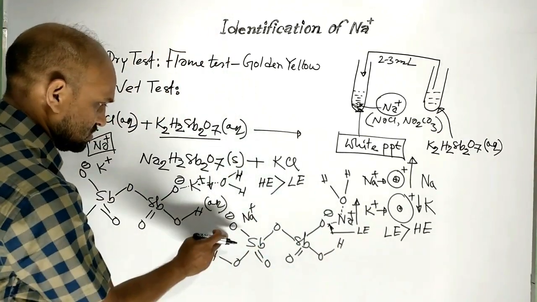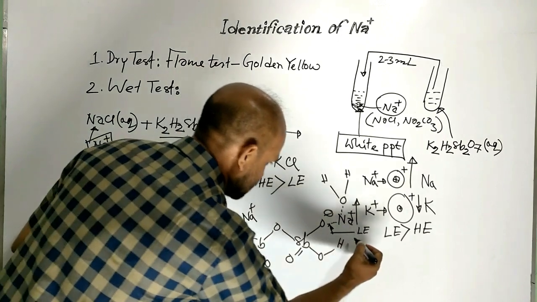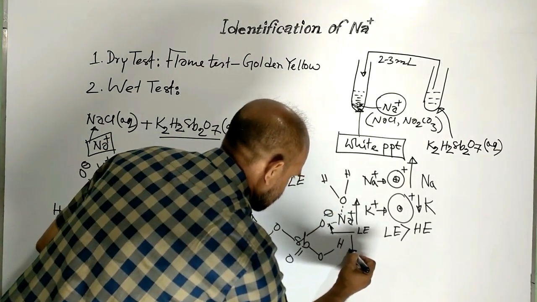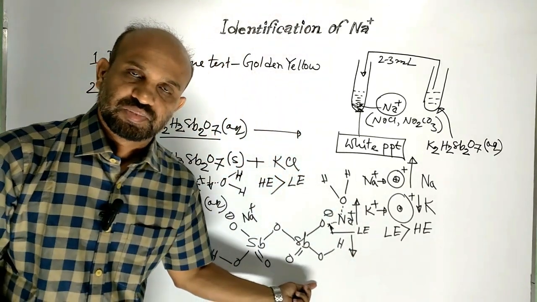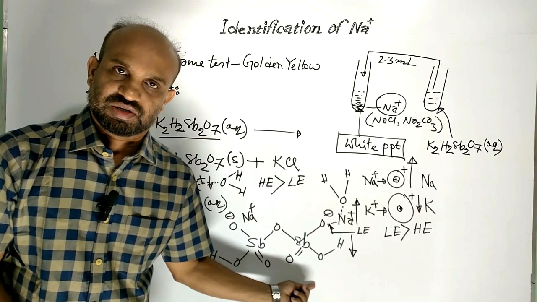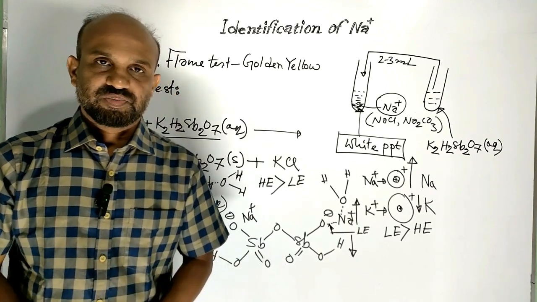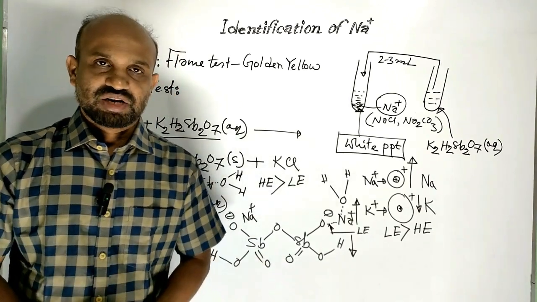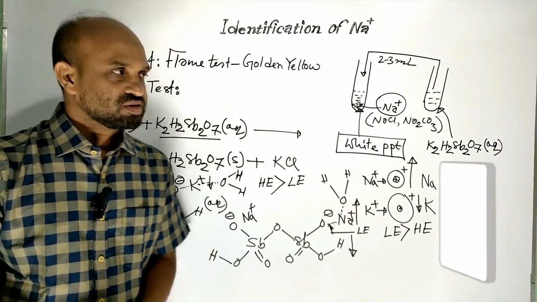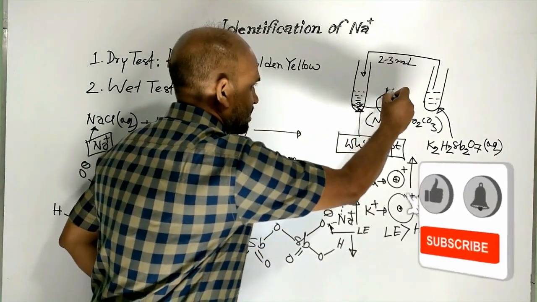For this reason, sodium pyroantimonate deposits as precipitate, white precipitate. This white precipitate of sodium pyroantimonate confirms the presence of sodium ion in the solution.